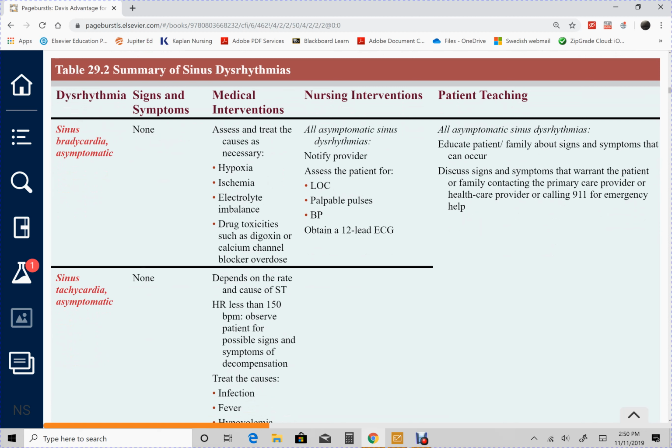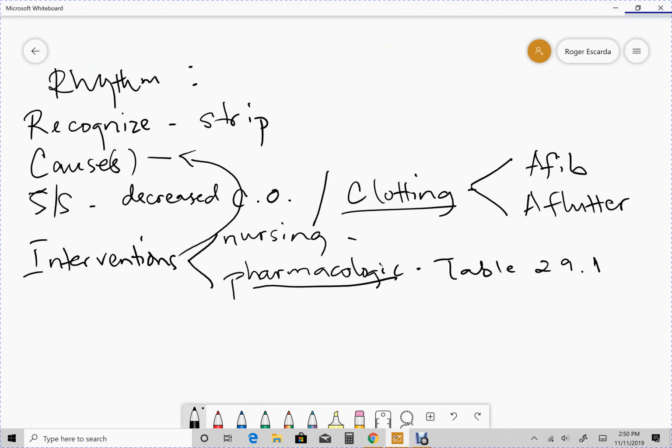By the way, throughout the chapter there is a summary of the dysrhythmias, giving you all this information here, of course except the strip, because the strip is not on the table, but otherwise it tells you the signs and symptoms, the causes, the interventions, including the patient teaching.